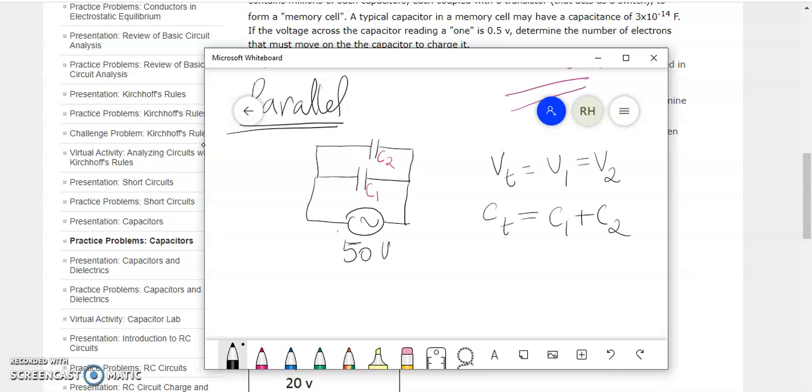That's the effective capacitance. Okay, so now let's look at what's the voltage across, which we already wrote. So that's going to be voltage 1 and voltage 2, all are going to be 50. So it's going to be 50 here and 50 here. That's it. Now moving on to the 9th question.